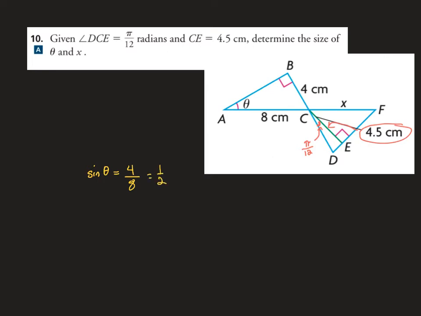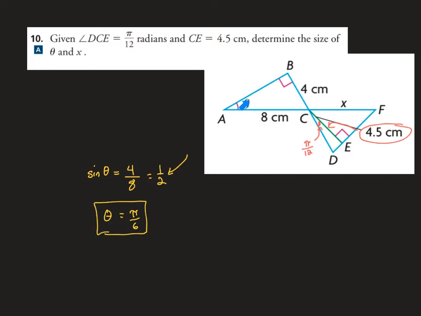All right, so theta, I know, must be pi by 6. If you take the sine inverse of 1/2, you get pi by 6. All right, so that was an easy one.